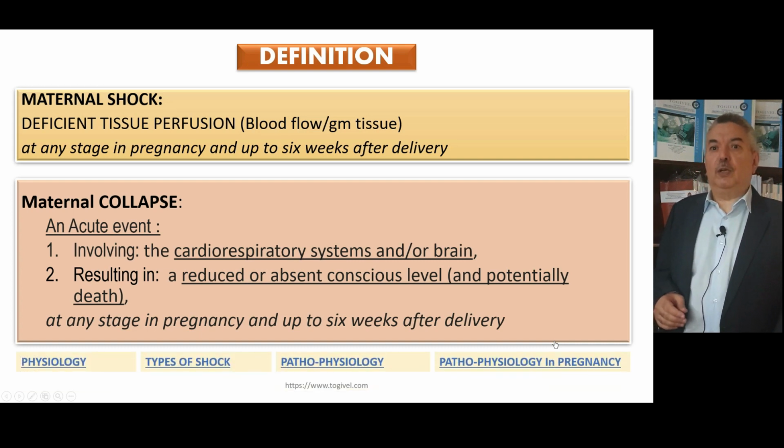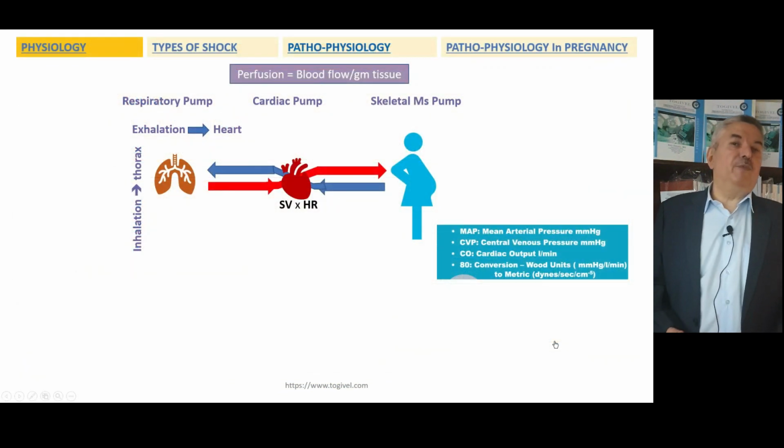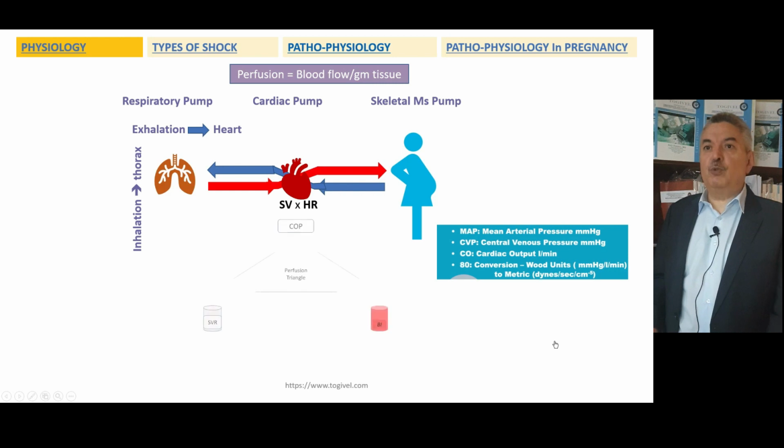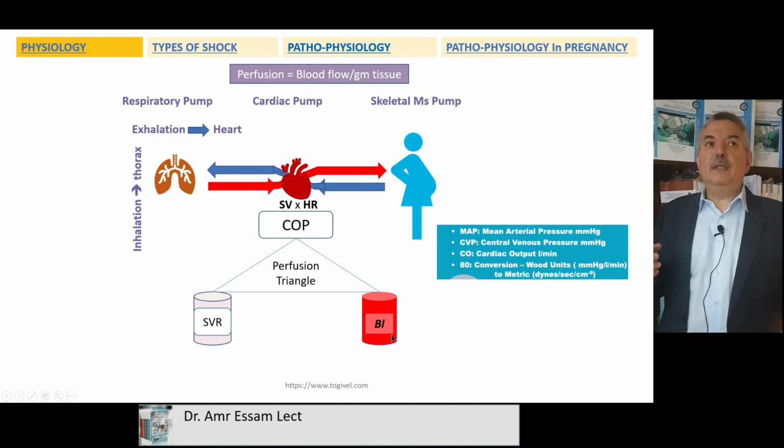If we talk about the physiology of shock, we said it's deficient tissue perfusion. Perfusion depends on the perfusion triangle, which is the cardiac output on one side, here, and the systemic vascular resistance on the other side, and the base of the triangle has also the blood components, the viscosity of the blood and the volume of blood.